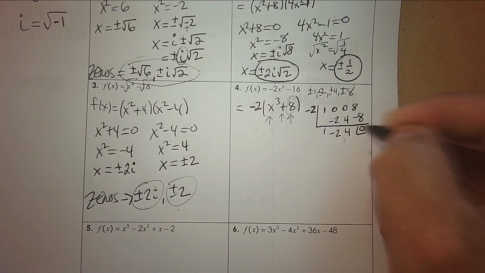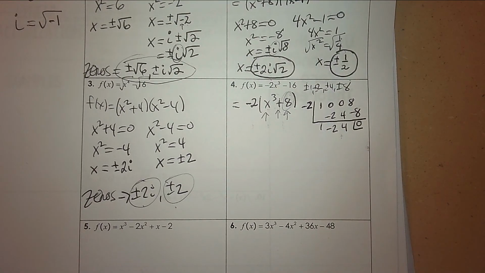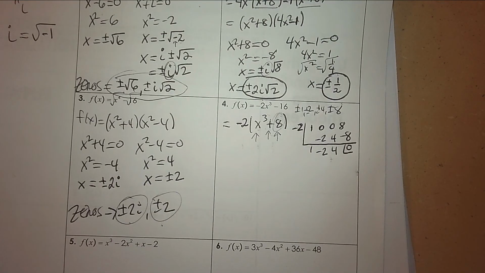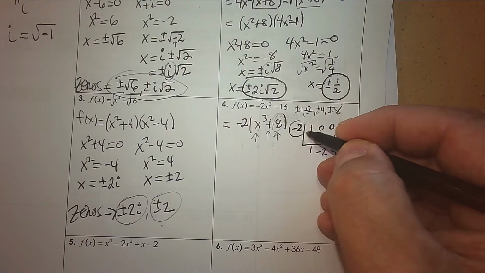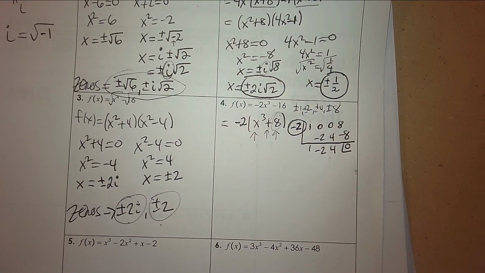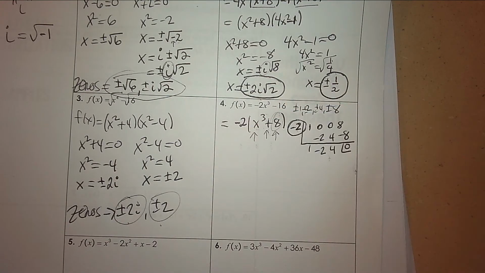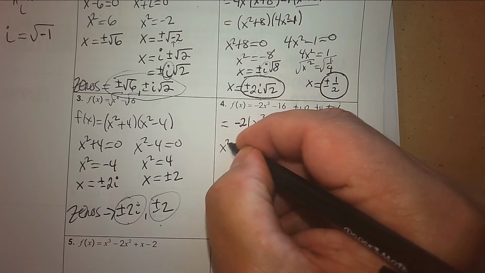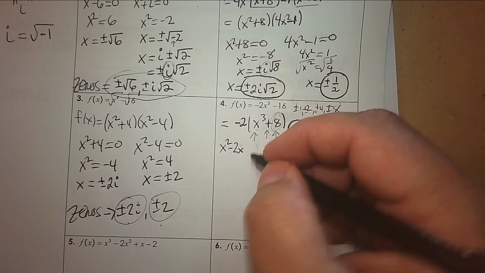And what do you notice when using negative 2? It works, right? Now, what did we just find? This function has one real 0 at what number? Negative 2. It's real, it worked, it gave me a remainder of 0. What's left over? x squared subtract 2x plus 4.